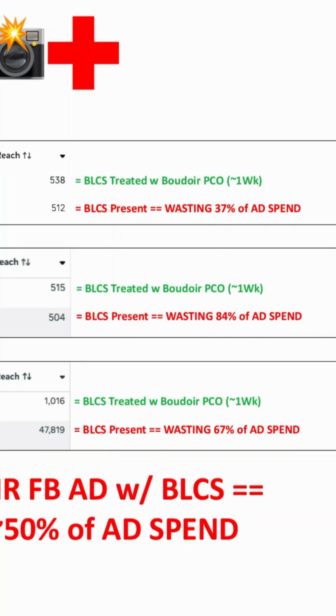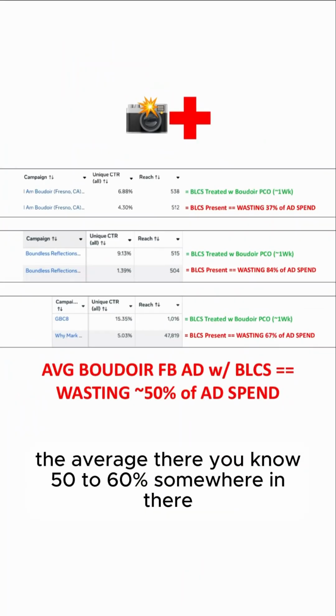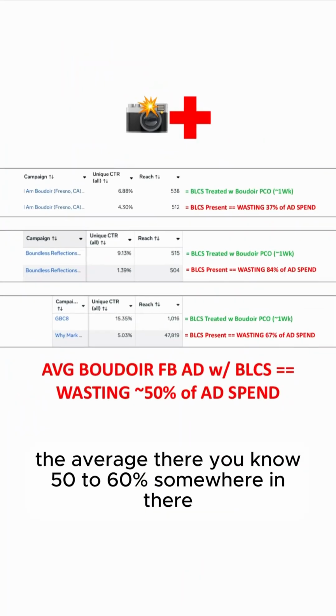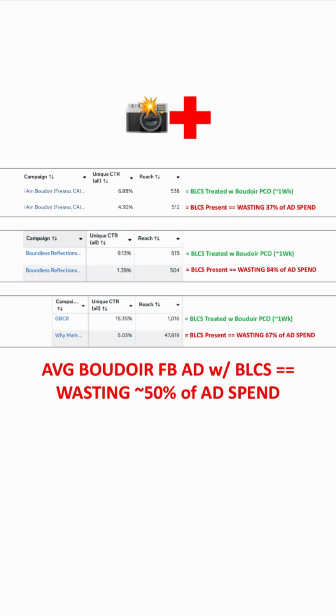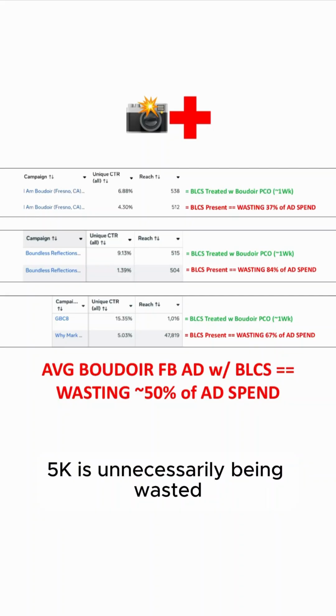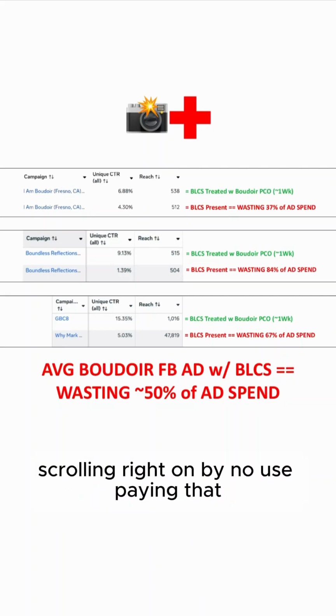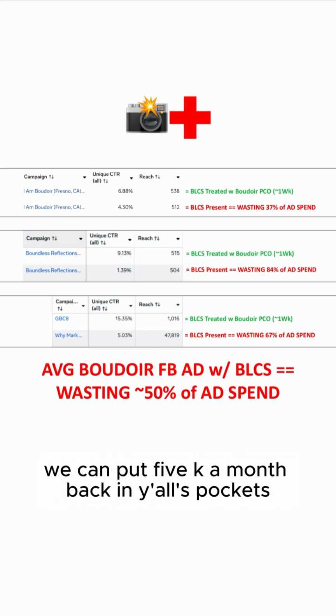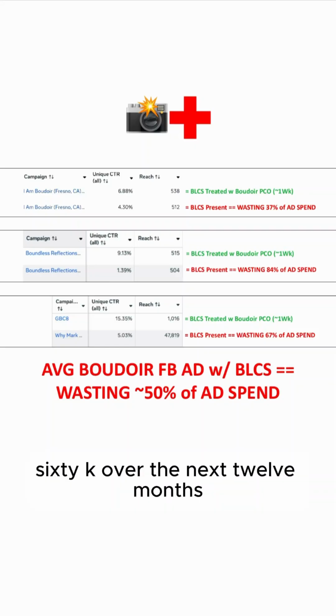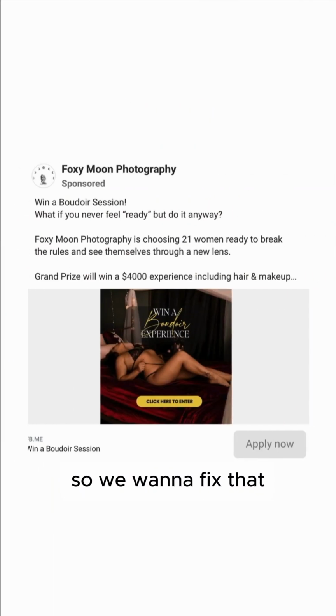So the average there, 50 to 60%, somewhere in there. So again, if you're spending 10 grand a month on Boudoir Facebook ads, 5K is unnecessarily being wasted, doing nothing to women scrolling right on by. No use paying that. And by eliminating that, we could put 5K a month back in y'all's pockets, 60K over the next 12 months.